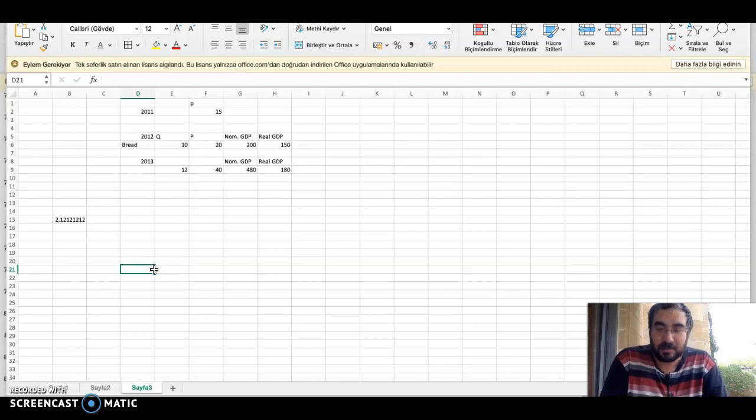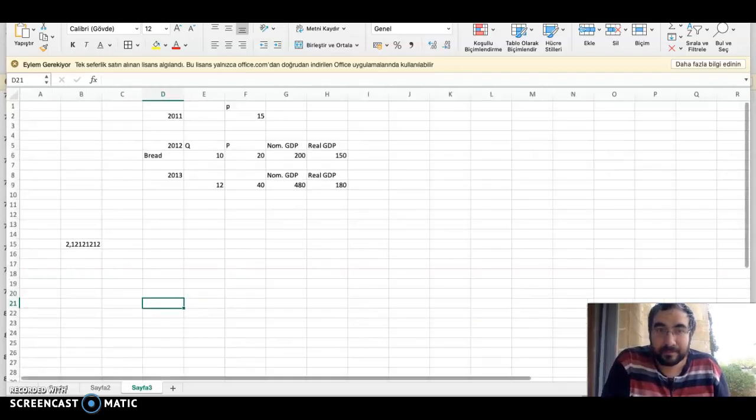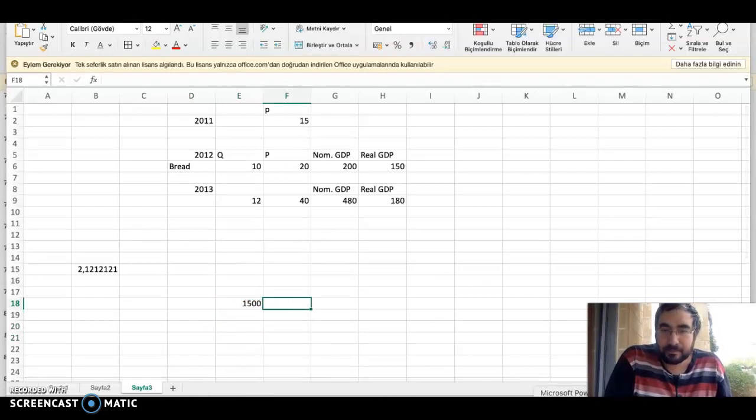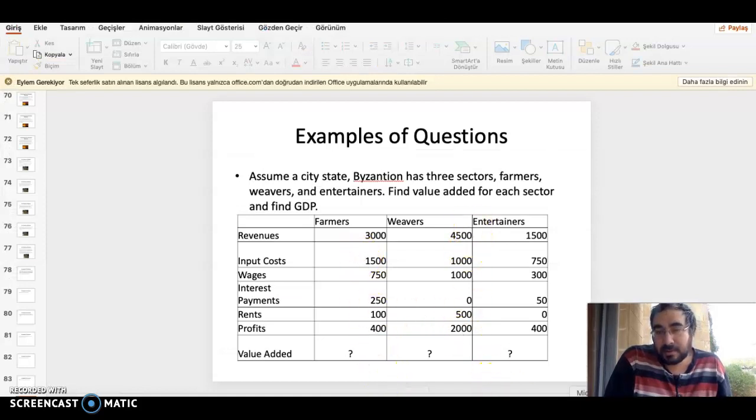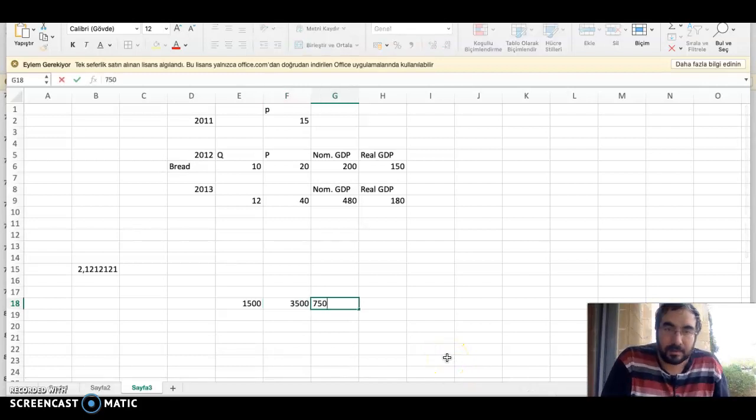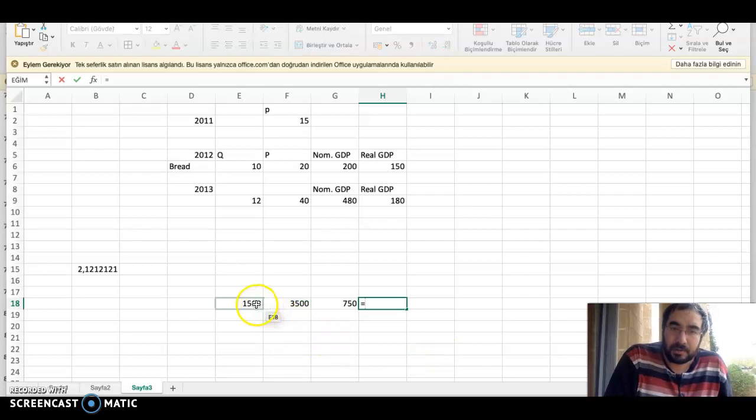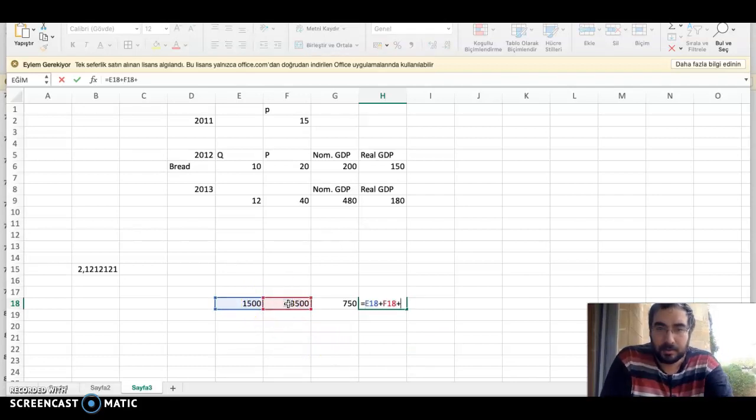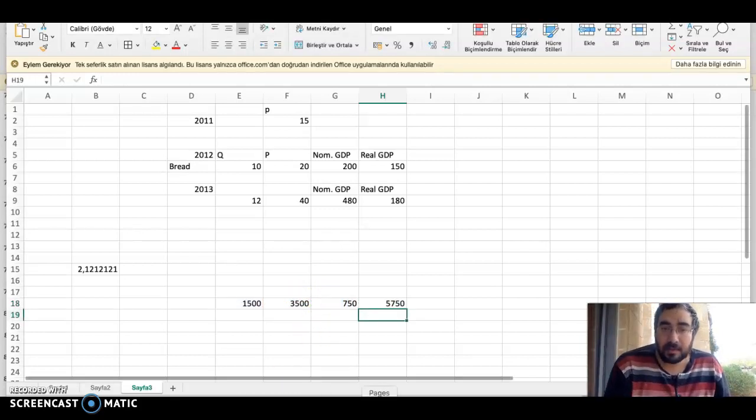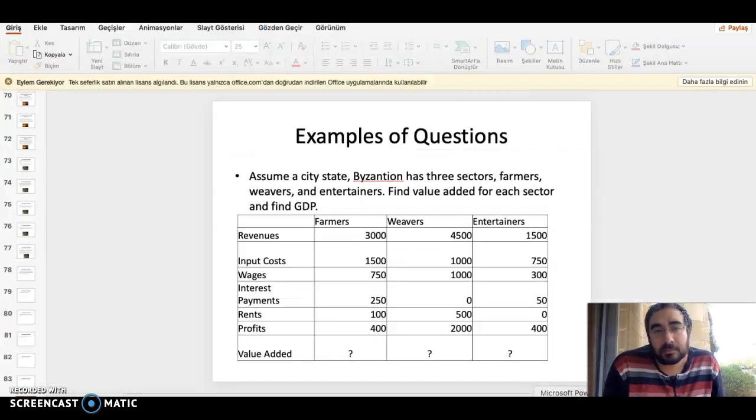Let's open it now. So this was the first one. This was 3,500, and this was this. I add all of this. 5,750 units. I don't want to say dollar when I didn't specify it. So this is value added in any sector, and basically the GDP level.